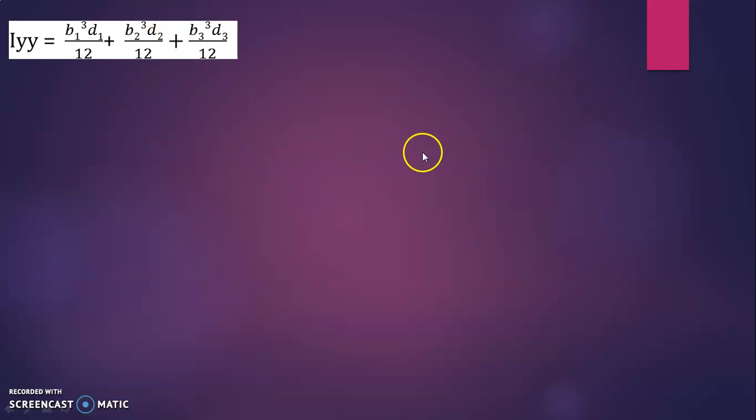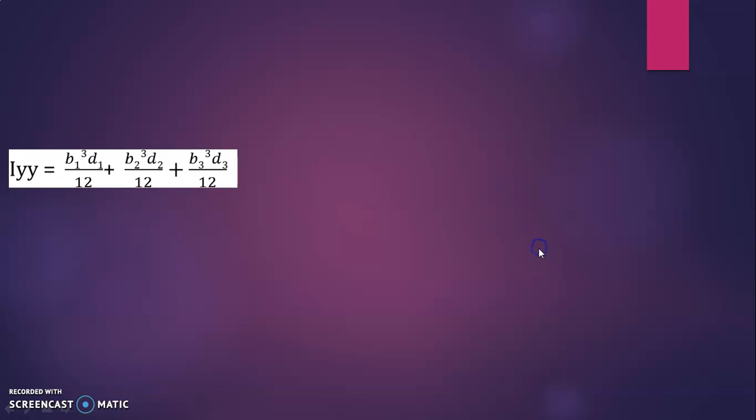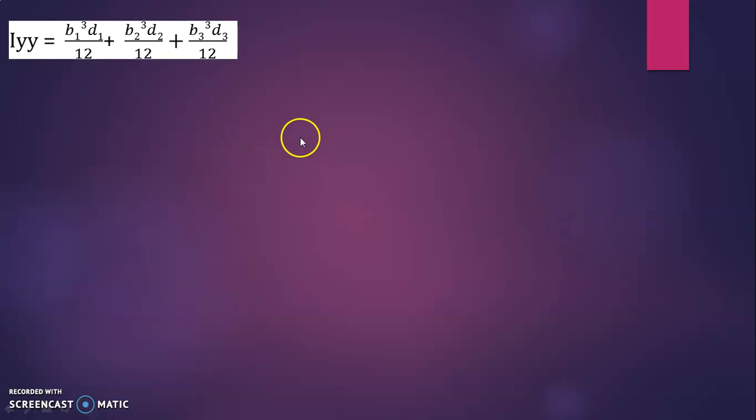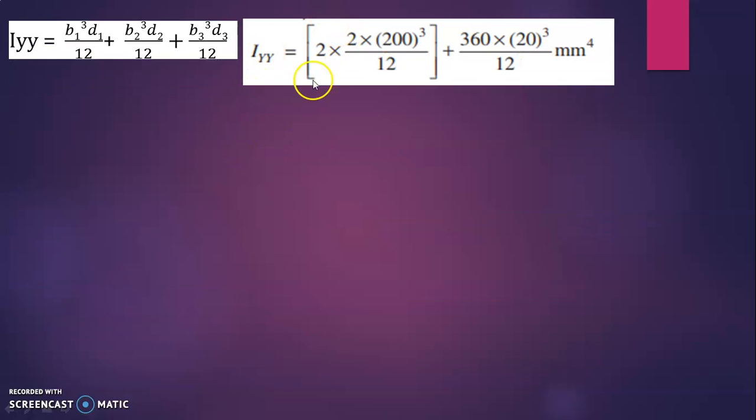The first two sections are the same here. See, this and this are the same, so you can write 2 times 200 into 20. That also you can write in order to simplify the calculation. So I have written that, although the equation is like this. So 2 times... sorry, this is not 2, this is 20.